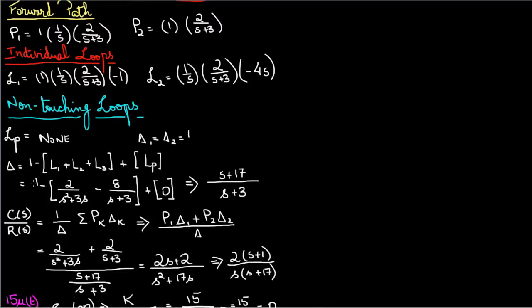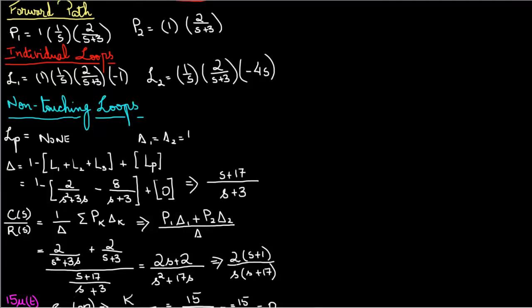So as you know, the transfer function is the output over the input, and in Mason's rule it's defined as 1 over delta, times the sum of the forward paths times your delta 1, delta 2 for your paths. So it's going to be P1, which is forward path 1, times delta 1, plus forward path 2 times delta 2, divided by the delta. And if you substitute the values that we found, you would come up with 2 times (s plus 1) divided by s times (s plus 17).